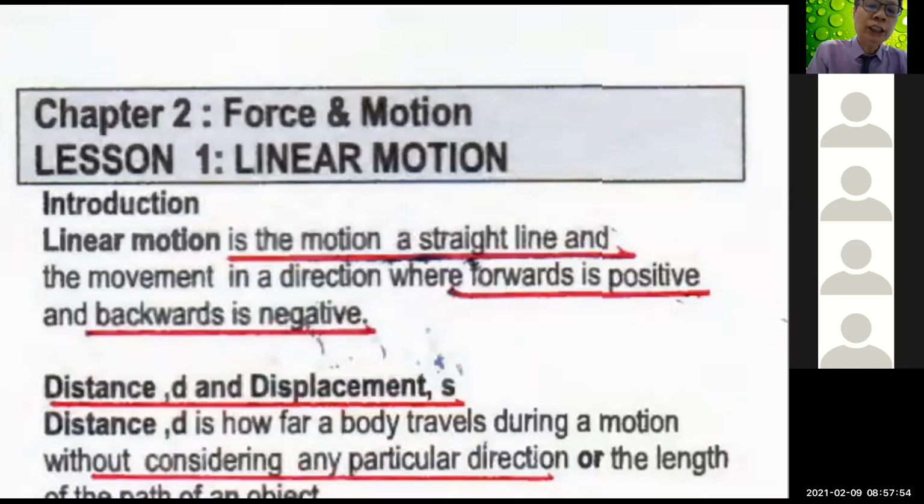So meaning that in your Form 4 syllabus, all the calculation on motion only involves motion in a straight line. That's all. Curves and circles are not in your syllabus. So only straight line. And therefore, remember the direction: forward is positive. When you go forward, it's positive. When you go backward, it becomes negative. So in terms of motion, positive and negative carry different meanings. Positive means go forward, negative means go backward.